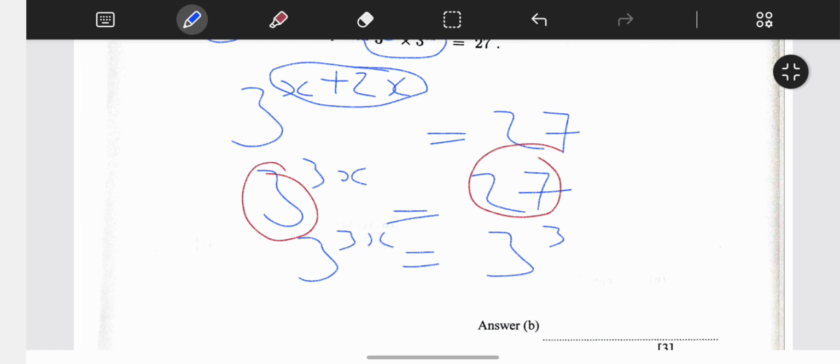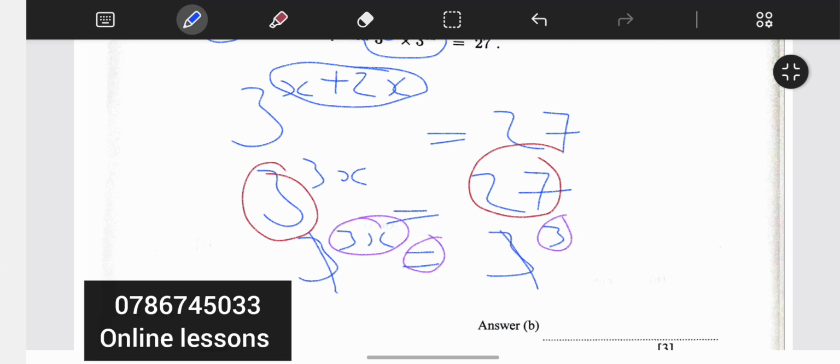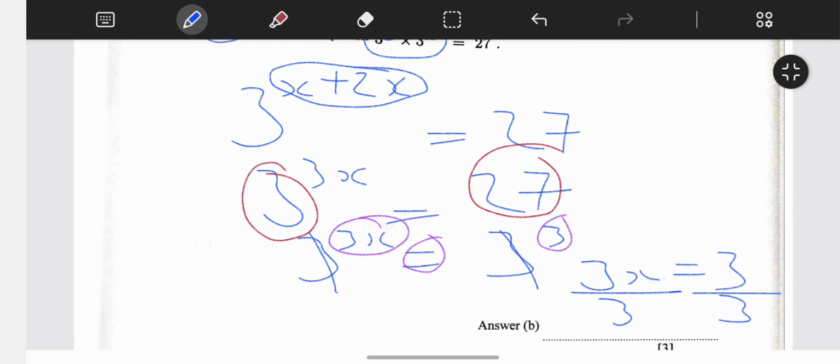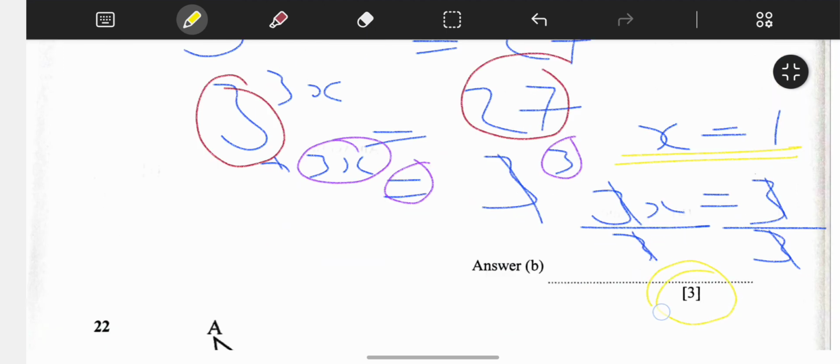And when we reach this stage, we are going to drop the bases and we'll be left with 3x is equal to 3. So 3x is equal to 3. Then you divide all of the sides by 3 because we are solving for x. So the final answer is x is equal to 1. So that will be the final answer, and that is how you got those 3 marks.